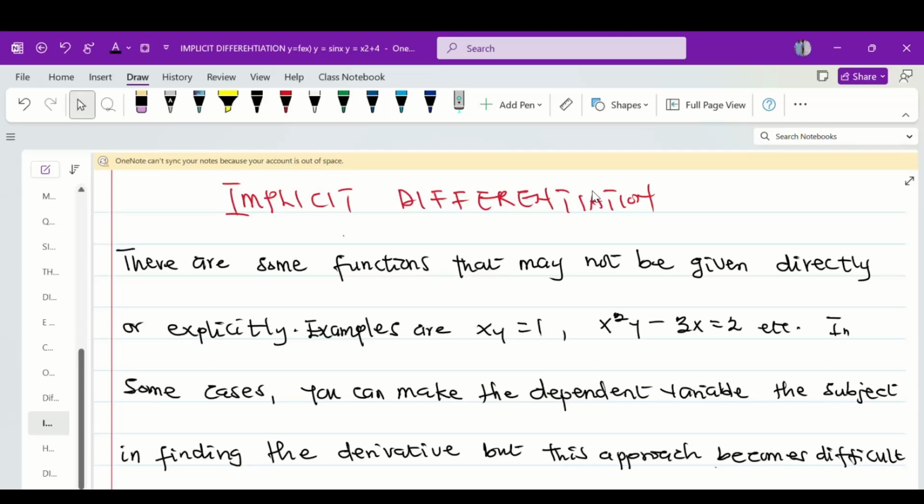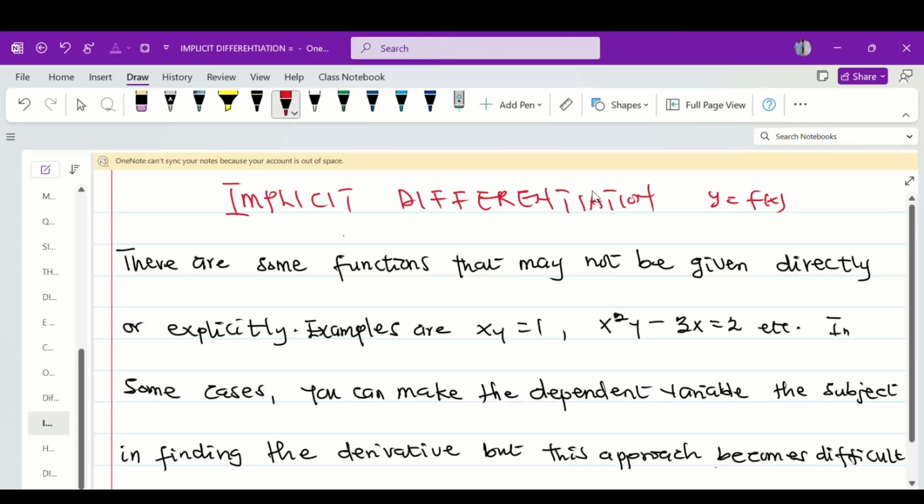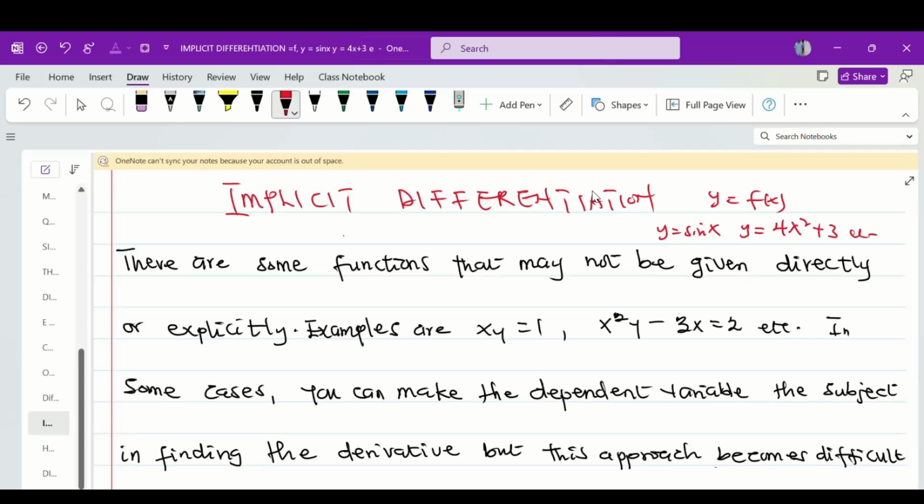When we talk of explicit functions, they are of the form y equal to f of x. So they can be y equal to sine x, y equal to maybe 4x squared plus 3. For example, when I give you equations like xy equal to 1, x squared y minus 3x equal to 2, and so on, these equations are in implicit form. So how are you going to differentiate them? This is what you're going to be looking at in this lesson.